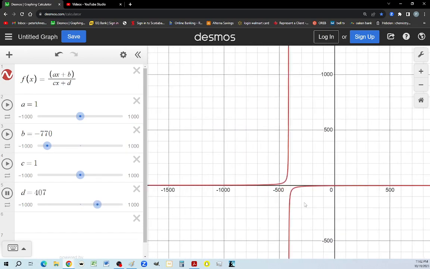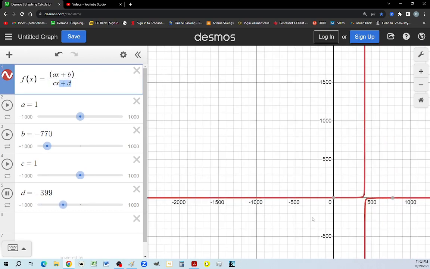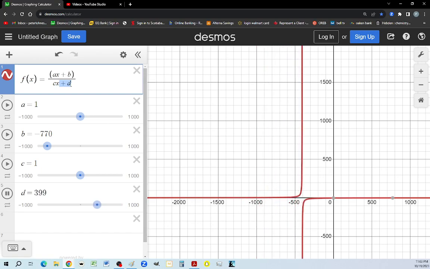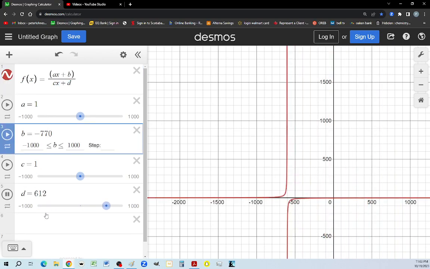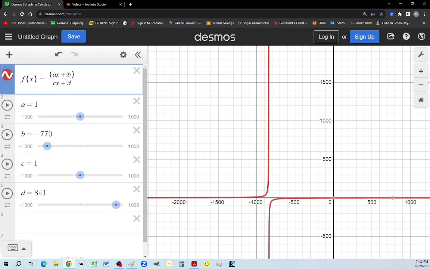Oh yes, of course, because D is the vertical asymptote dictator. You're going to see the vertical asymptote shift left and right. So you can see as we shift A or C, the horizontal asymptote shifts. When we shift B or D, actually just D, the vertical asymptote shifts, and B will just affect the x-intercept.